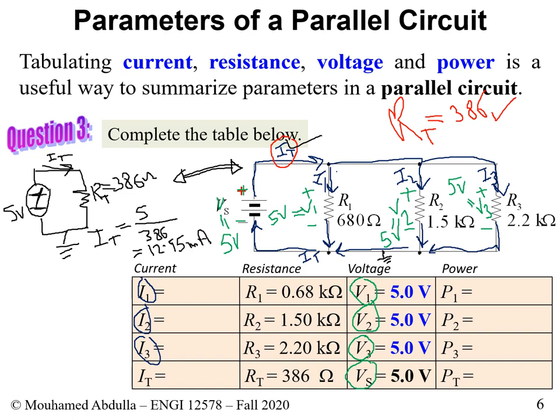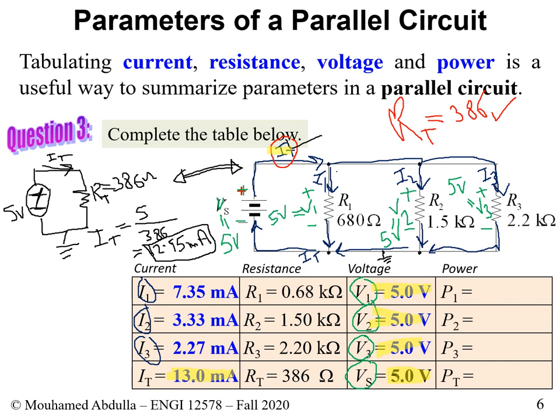Milliamps. Okay, so let's see if that's what we got here. This is what we should get for this one here: 12.95 milliamps, roughly 13. So this is exactly what we got. So far we got this, this, this, and we also obtained this one here. So that's great. That's a first step that we did.